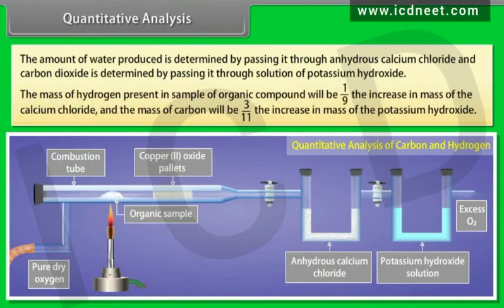The mass of hydrogen present in the sample of organic compound will be 1/9 the increase in mass of the calcium chloride, and the mass of carbon will be 3/11 the increase in mass of the potassium hydroxide.